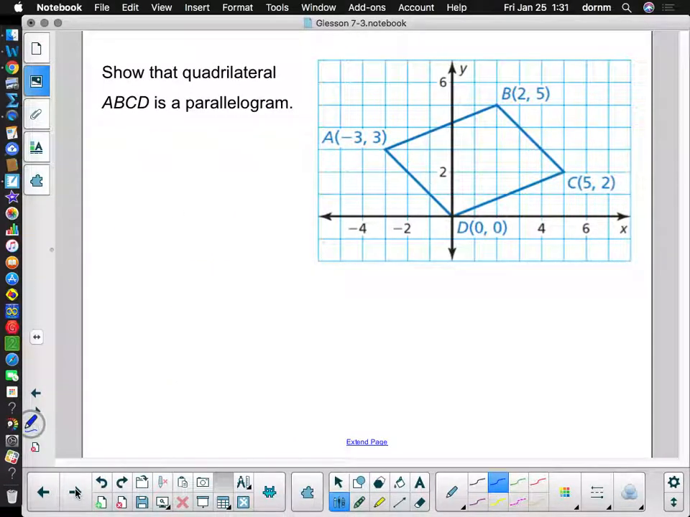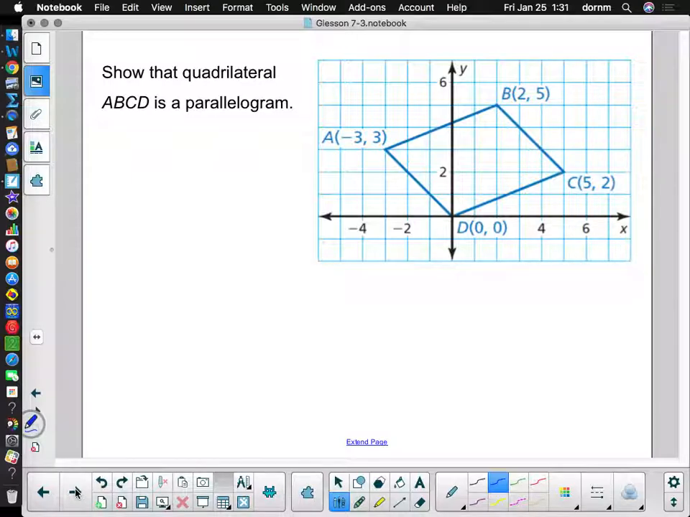All right, I want to prove that this quadrilateral is a parallelogram. Now, I can do it. You really have freedom of choice here when it comes to what method you want to use. Most people go straight for, let's prove the opposite sides are parallel. And we can do that really easily by finding the slope of each side.